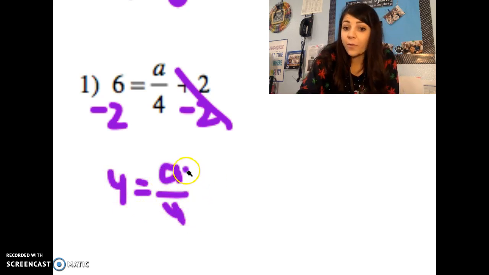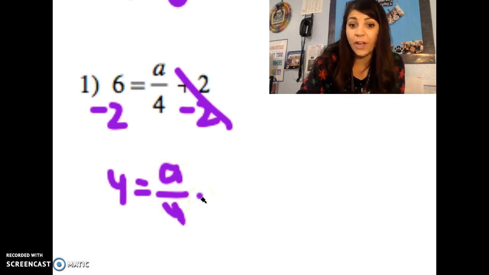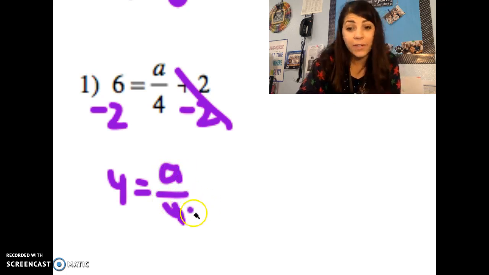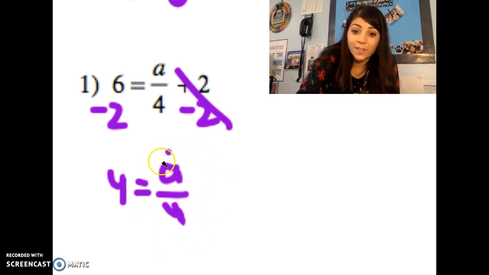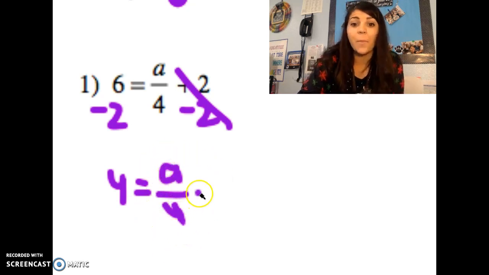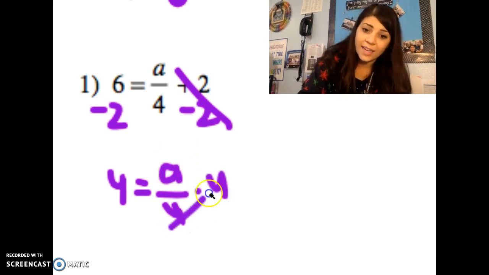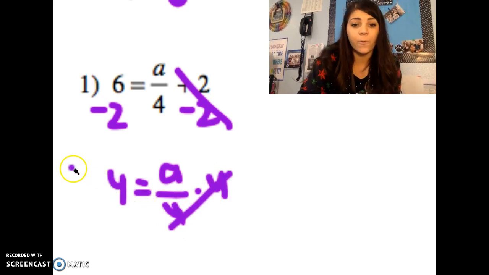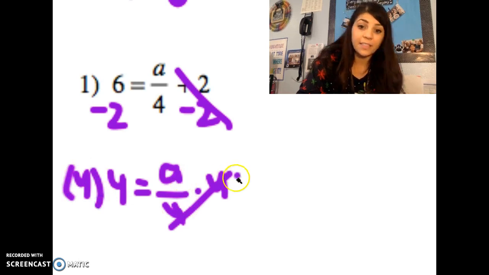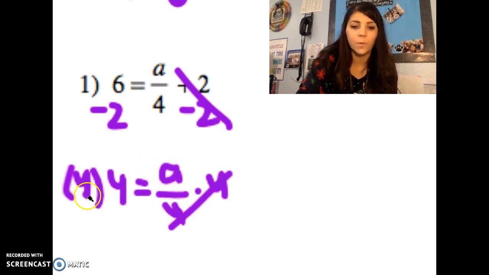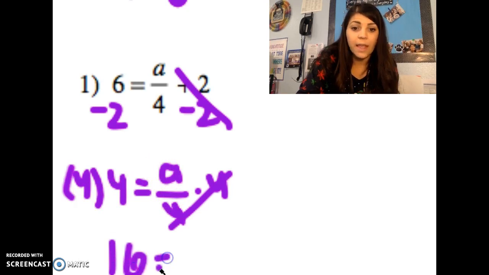I know that whenever the variable of a problem I'm working on is in the numerator, it's being divided by whatever number is in the denominator. So I'm going to do the inverse of this operation of division by multiplying. So I'm going to multiply 4 to this side to cross cancel that, and I'm going to multiply 4 to that side. And once I do that, because I just got the a all by itself, I'm going to multiply 4 by 4 and get 16 equals a.